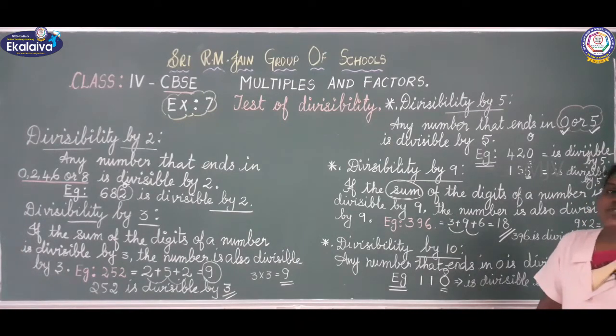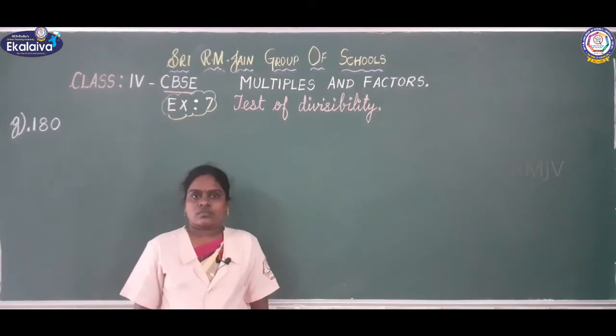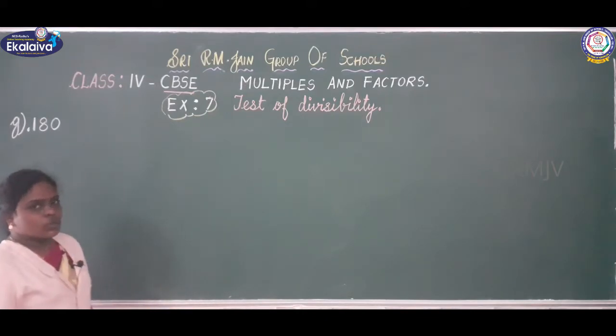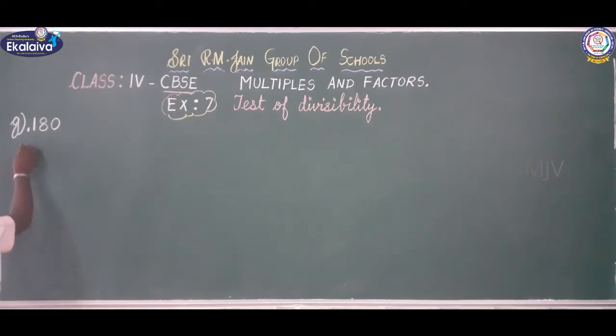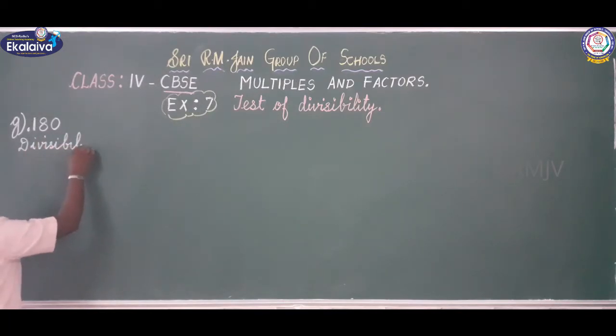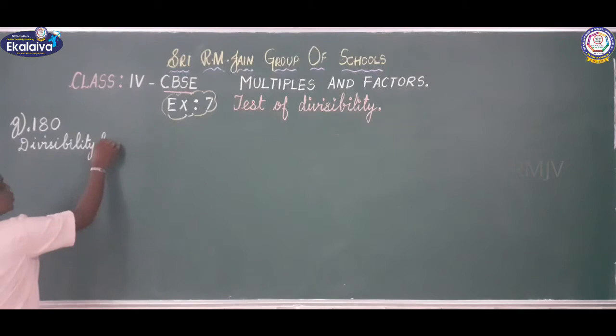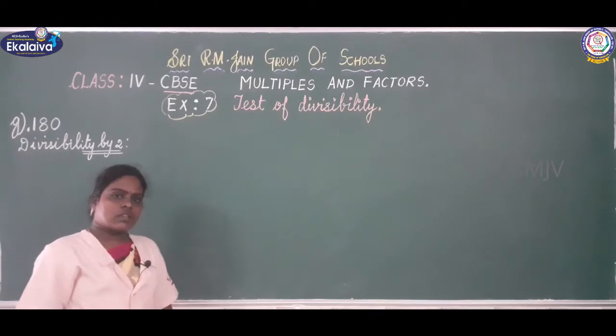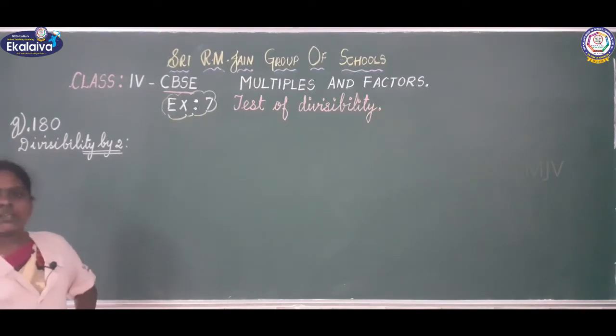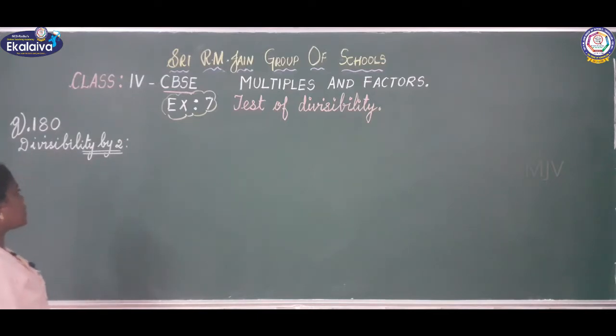Now, let us check with a number. Let us check the divisibility rules for the number 180. It is in exercise 7. First, we will check the divisibility rule for 2. Remember, you should always write the rule. When you are finding the divisibility of a given number, you must write the rule first.